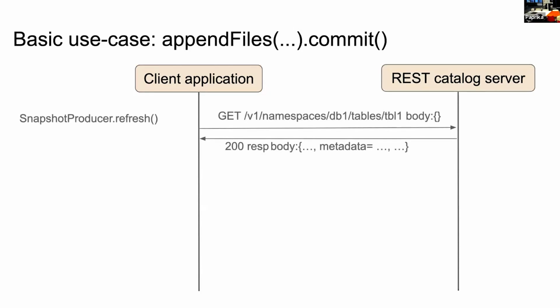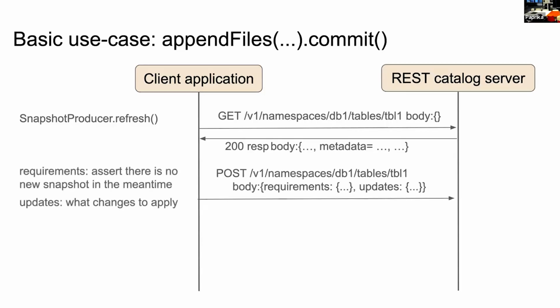First, it starts with a regular load table request. So the reason is that whenever on the client side you are creating a new snapshot, you want to put it on the latest metadata. So all the changes you want to apply on the latest metadata. So first you get the latest one. This is why you have a load table request at the beginning. Then this is the update table.